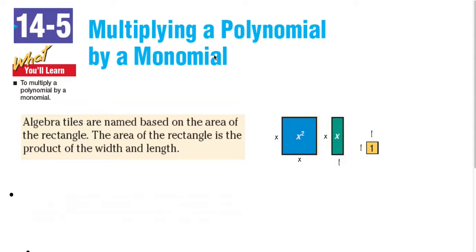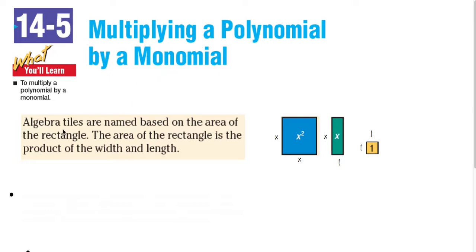Multiplying a polynomial by a monomial. The objective of this lesson is to multiply a polynomial by a monomial. Recall from our previous lessons the definition of a polynomial. A polynomial is the sum of monomials, and the definition of a monomial is a number, a variable, or a product of numbers or variables.